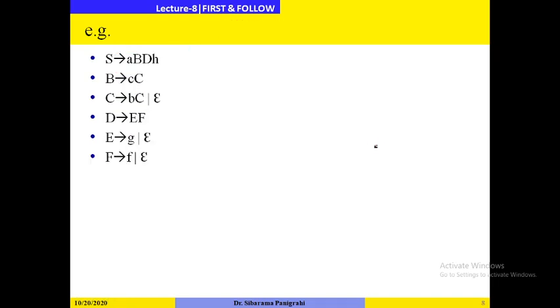Next, let me go through another example. I want all of you to compute the first for this one, then we will go through computing follow. First computing is dead easy. So first of F. What you will get? I want answers from your side. F and epsilon. Very good. First of E. What you will get? G and epsilon. Yes, absolutely correct.